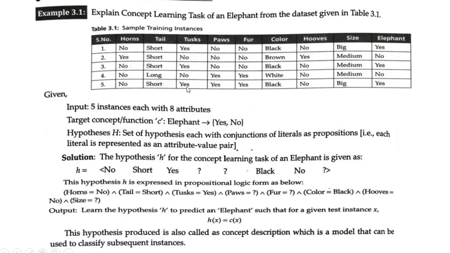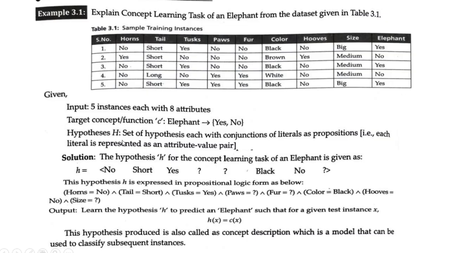So what do we see in this figure? There are 5 training instances and 8 different attributes. What is the target concept function? The target concept function, let's say I denote it by small c: elephant, yes or no. So my target concept or target function is to identify whether it is an elephant or not.